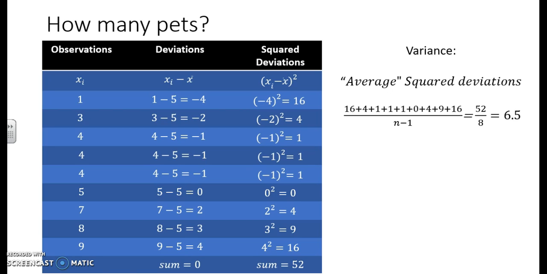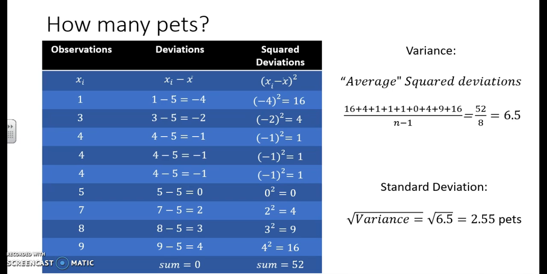Now the problem with using variance is that we just squared all our deviations. So before we were counting pets, and now we've squared it, so we have pets squared. Pets squared doesn't really make any sense, so we want to actually find the square root of our variance so that we can now have our units back in pets. So the square root of 6.5 is 2.55 pets, and this gives us our standard deviation.